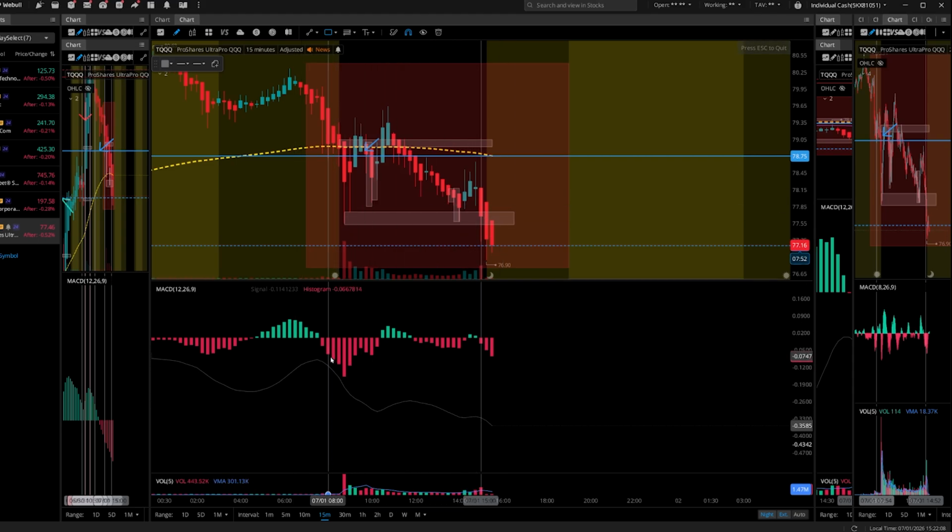Notice how we open the market literally in the red already. So that's not what I'm talking about. I'm talking about a crossover, a true shift in momentum that happens right here at 12 noon. So you draw another red rectangle.